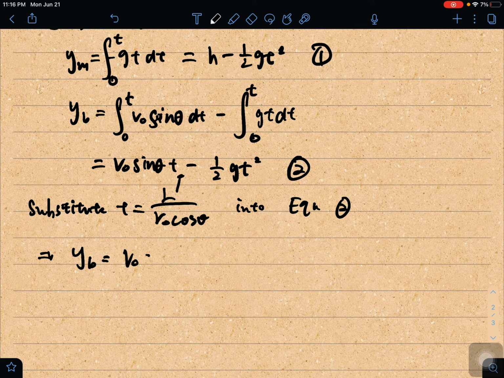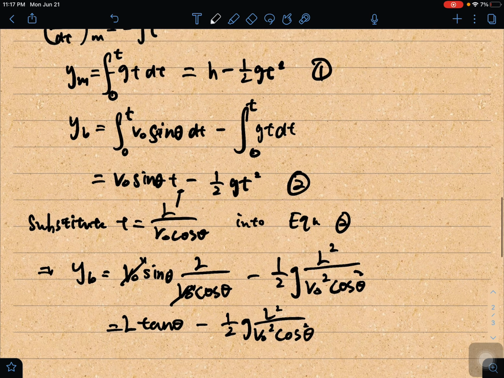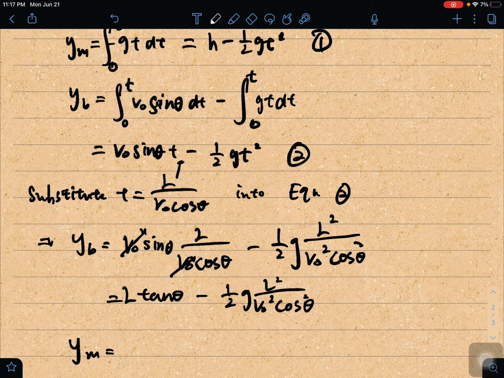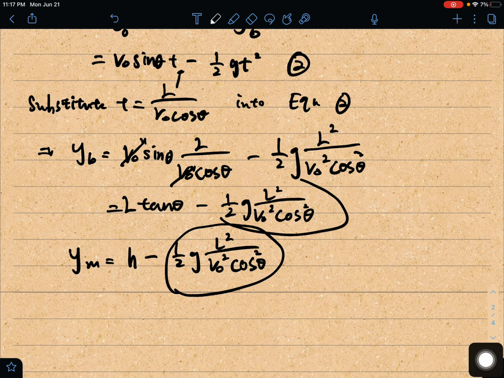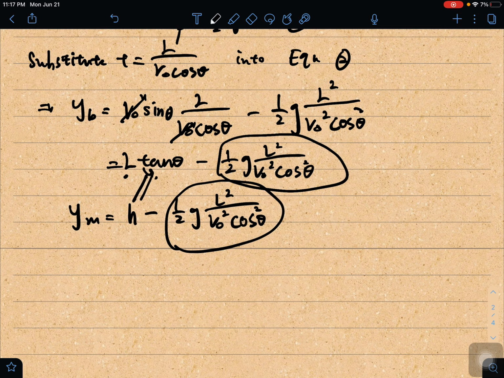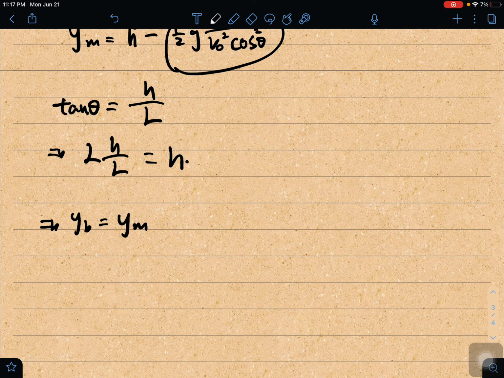Yb is equal to v0 sine theta L over v0 cos theta minus one half g L squared over v0 squared cos squared theta, which, since the v0 cancels out, is L tangent theta minus one half g L squared over v0 squared cos squared theta. And for ym, which is equal to h minus one half g L squared over v0 squared cos squared theta. So this term, they are equal to each other, we don't really need to worry about it. But this is the term we need to worry about. So let's see whether these two terms are equal. We know tangent theta is equal to h over L. L times h over L is just equal to h. So we can conclude that yb is equal to ym.